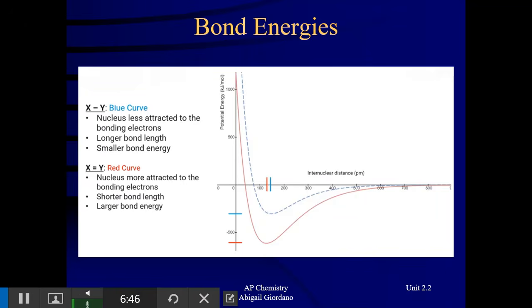So I want you to look at this graph here, okay? It's the same graph that we were just looking at a minute ago. But the blue dashed curve is for a single bond between some two atoms, X and Y. The red curve is a double bond. And I want you to notice two things. Number one, the red curve, the double bond curve, has a deeper dip than the single bond curve.